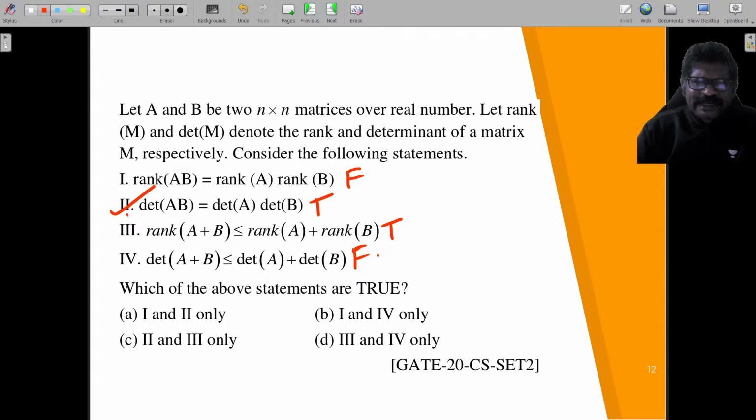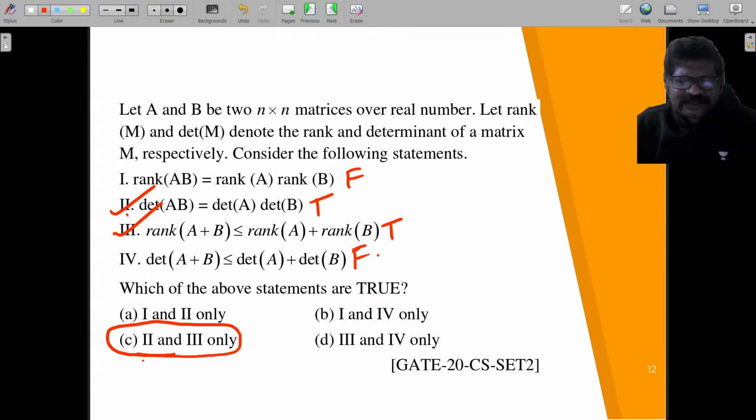Only the second statement and the fourth statement are true. That's why 2 and 3 are correct. That means the third option is correct in the given options.